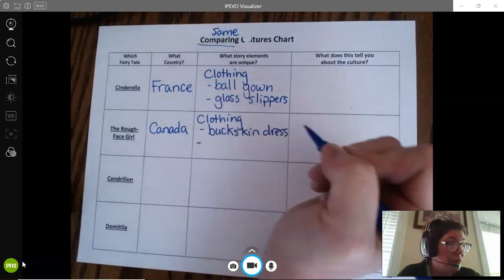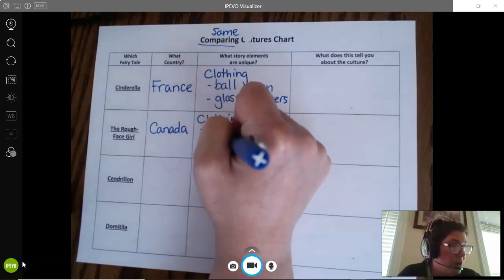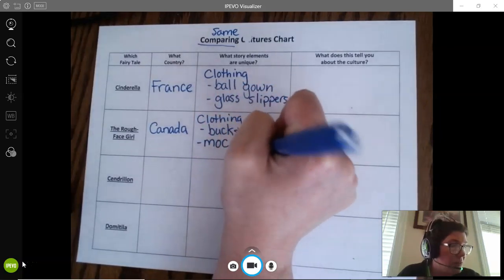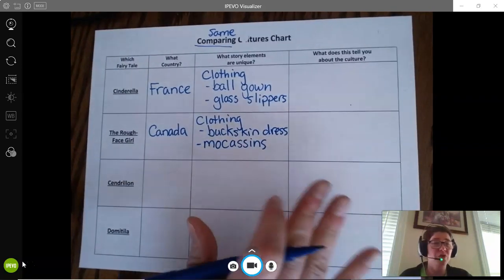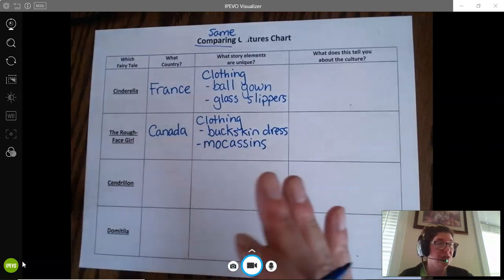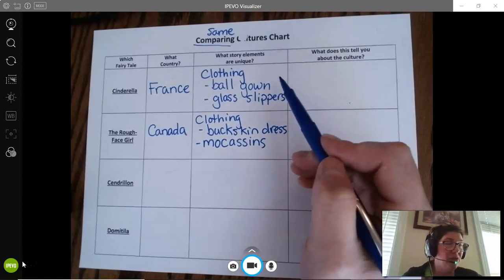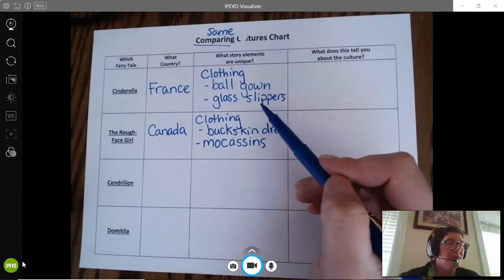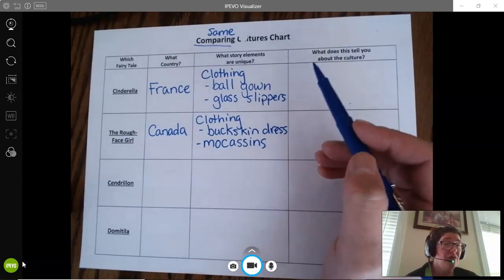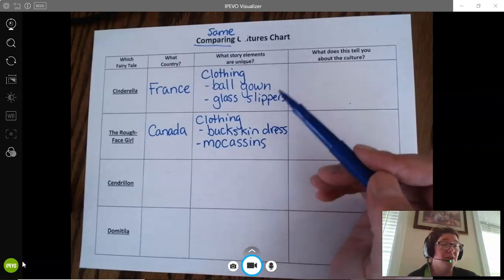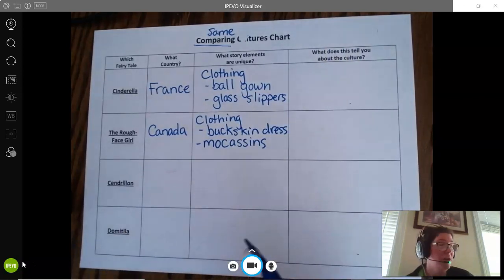And the shoes are moccasins, M-O-C, moccasins. I hope I spelled that right. Okay. And those were the leather shoes. Okay. So what does this tell you about the culture? Okay. So in Cinderella, remember, they would not have paid her any attention if she was dressed in her usual wear, a peasant. They would not have paid her any mind.